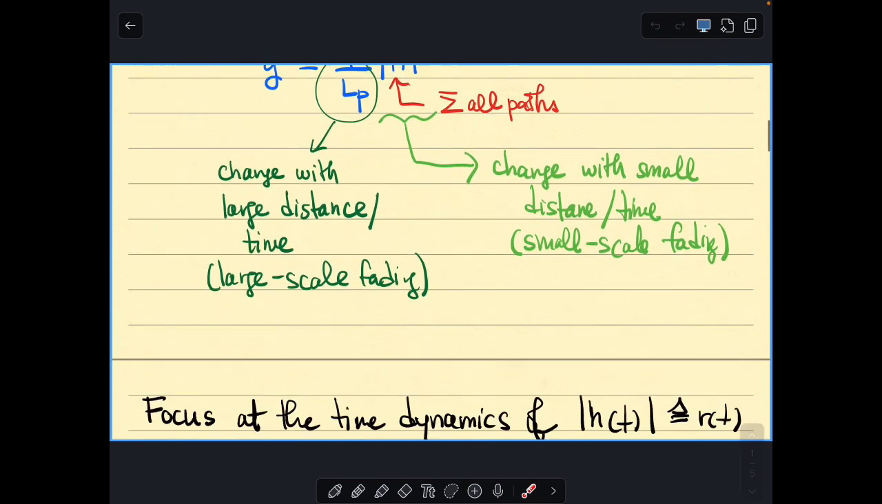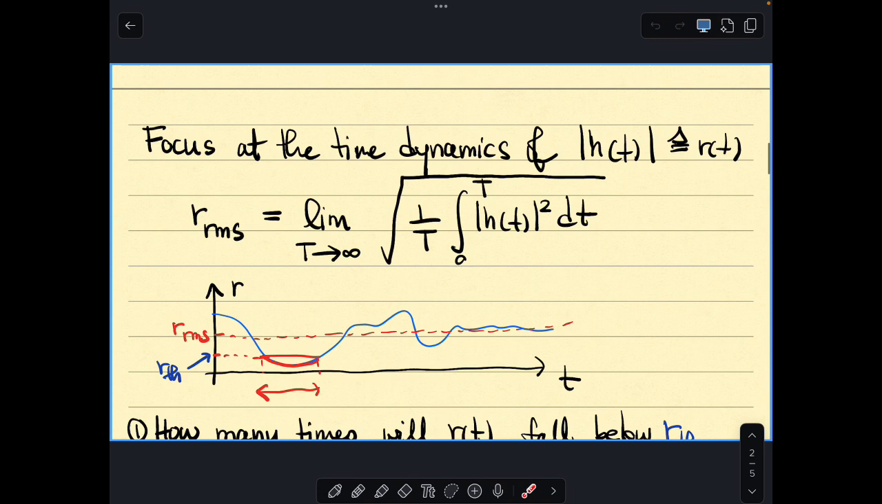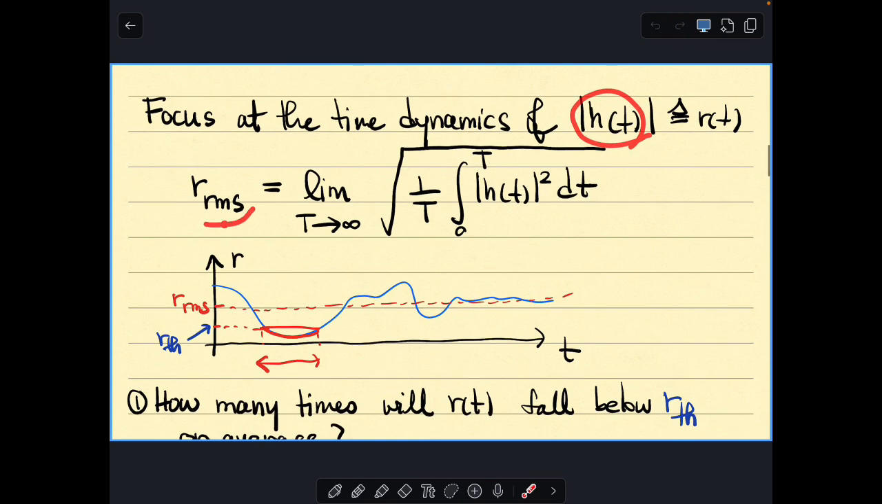So we're going to focus on the time dynamics of this variable, which is we just look at the magnitude. We're going to use this r to denote the magnitude of this coefficient, and we want to find the RMS. What is RMS? Anyone know? Right, so root mean square. What does root mean square mean?